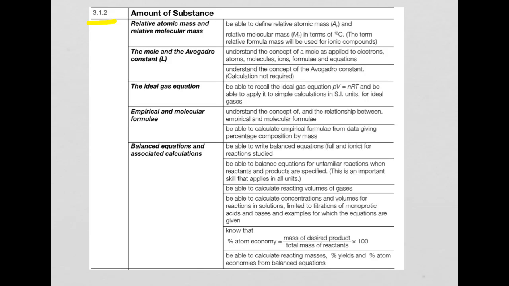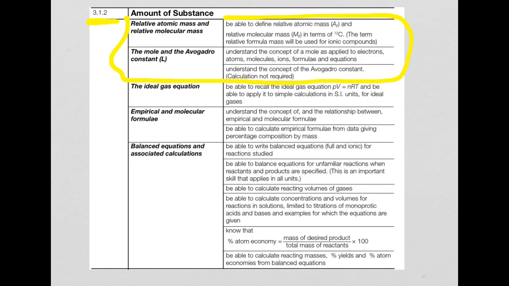This is the first video for 3.1.2, the second part of the syllabus for Module 1 AS Chemistry for AQA. In this video we'll look at relative atomic mass, relative molecular mass and Avogadro's constant.